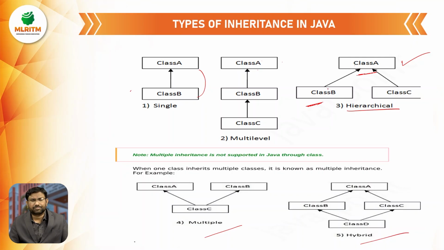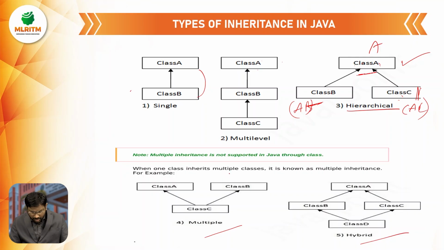Class B can acquire the properties of class A and class B. And class C can acquire the properties of class A and class C. But class A can acquire the properties of only class A. This is called hierarchical inheritance.